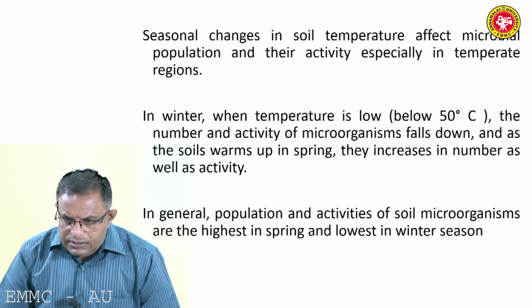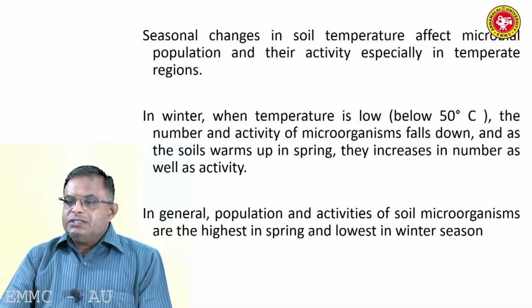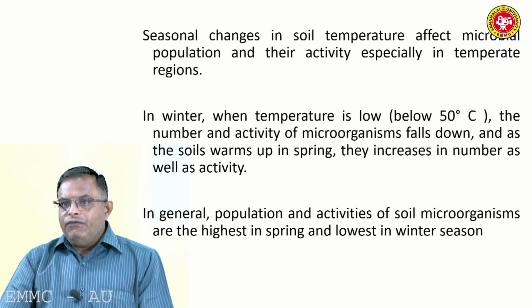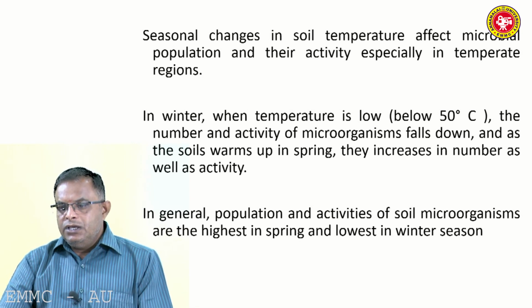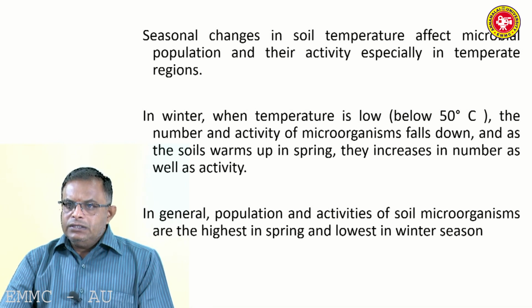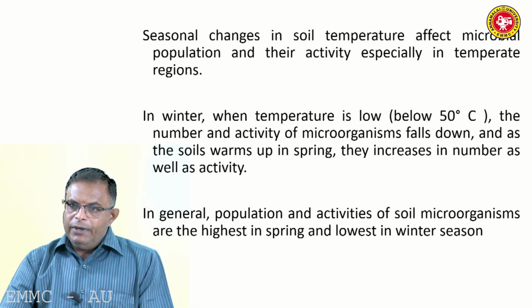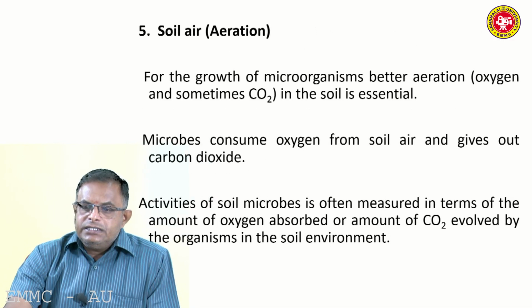And there are some seasonal changes that will affect the soil temperature and also affect the microbial population and their activity, especially in temperate regions. So, in winter when the temperature is low, that is below 5 degrees Celsius, the number and activity of microorganisms falls down, and then the soil warms up. In spring they increase in number as well as activity. In general, the population and activities of soil microorganisms are highest in spring and lowest in winter.